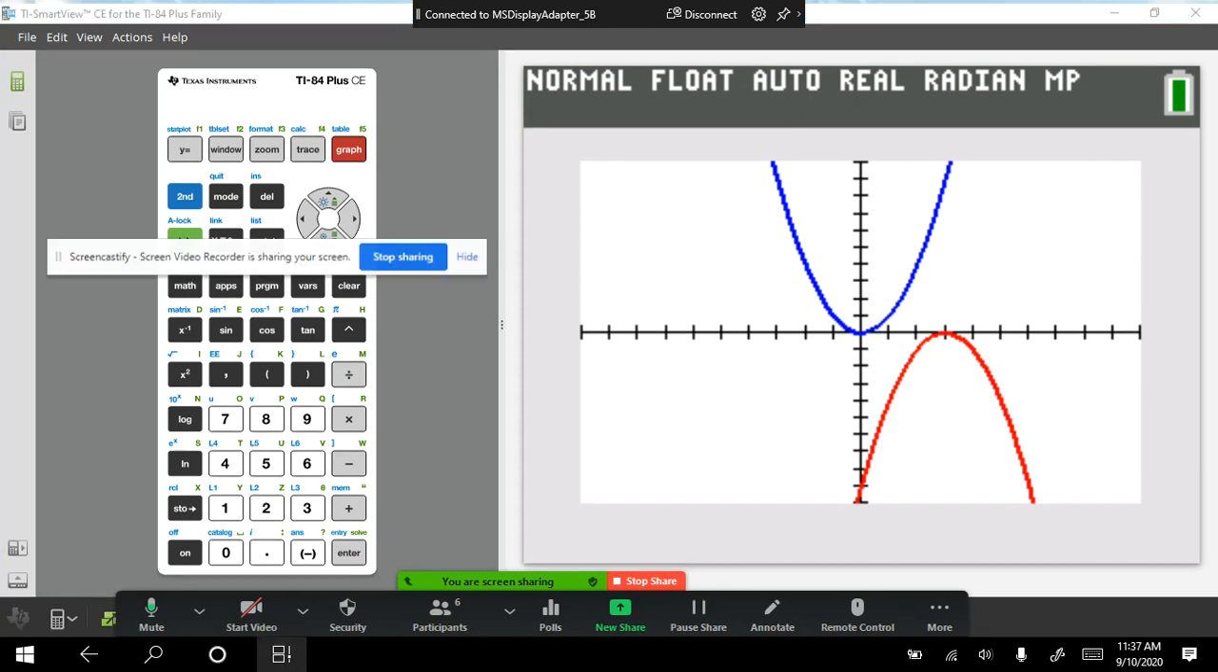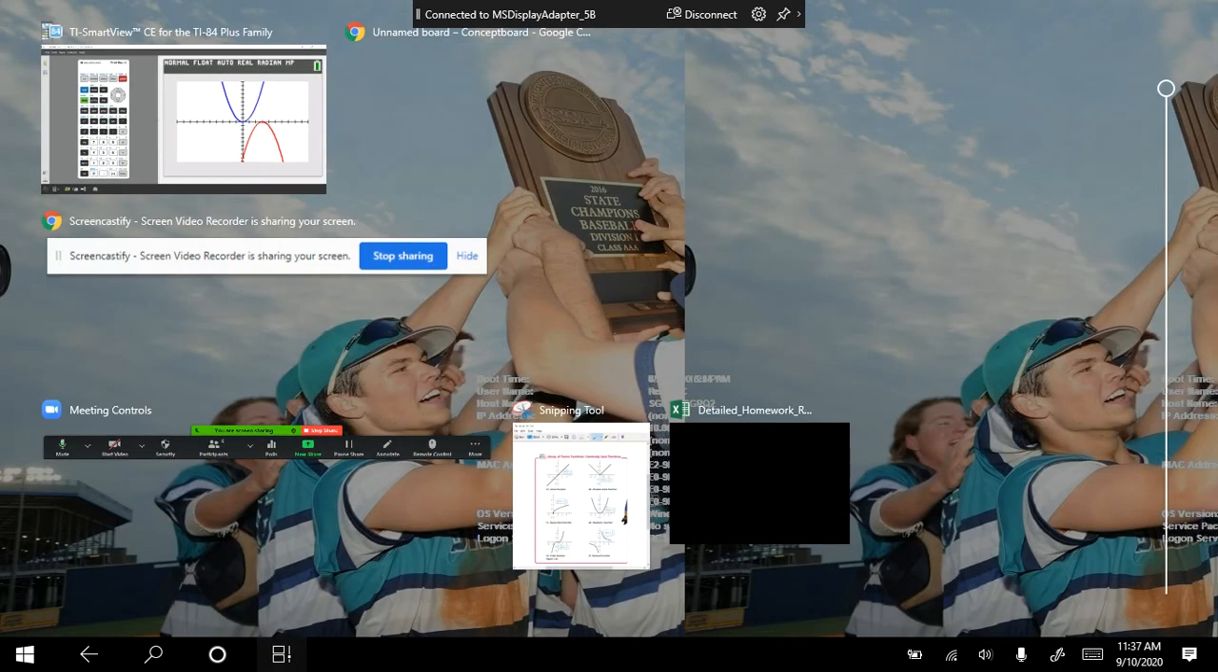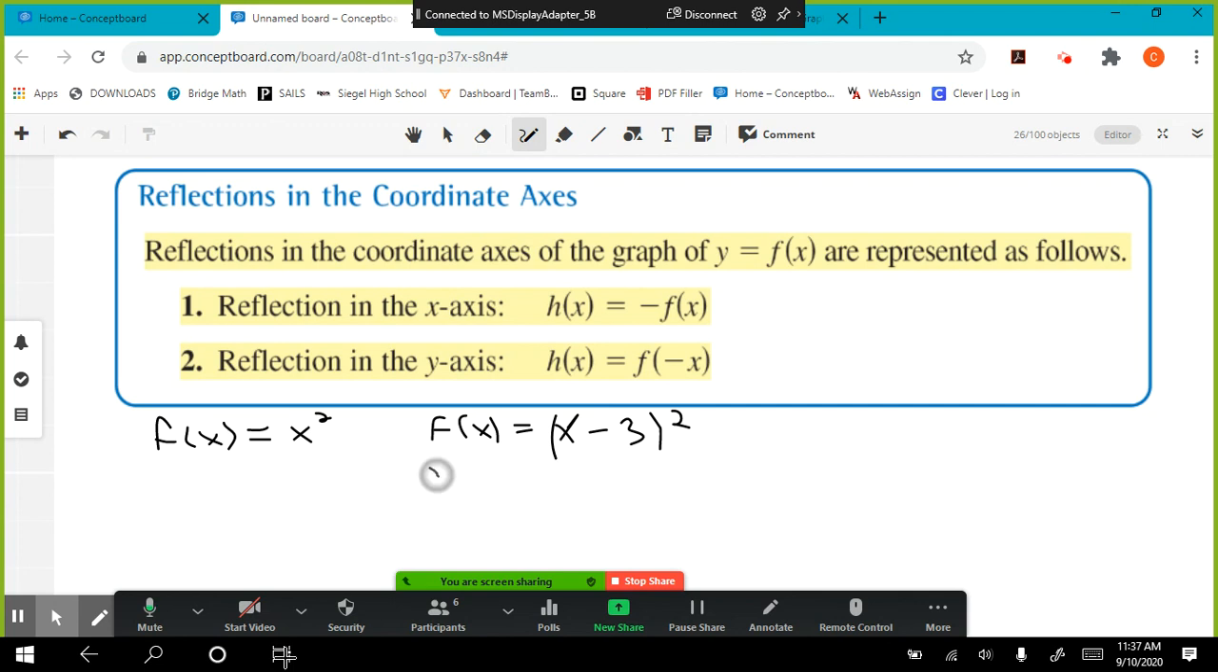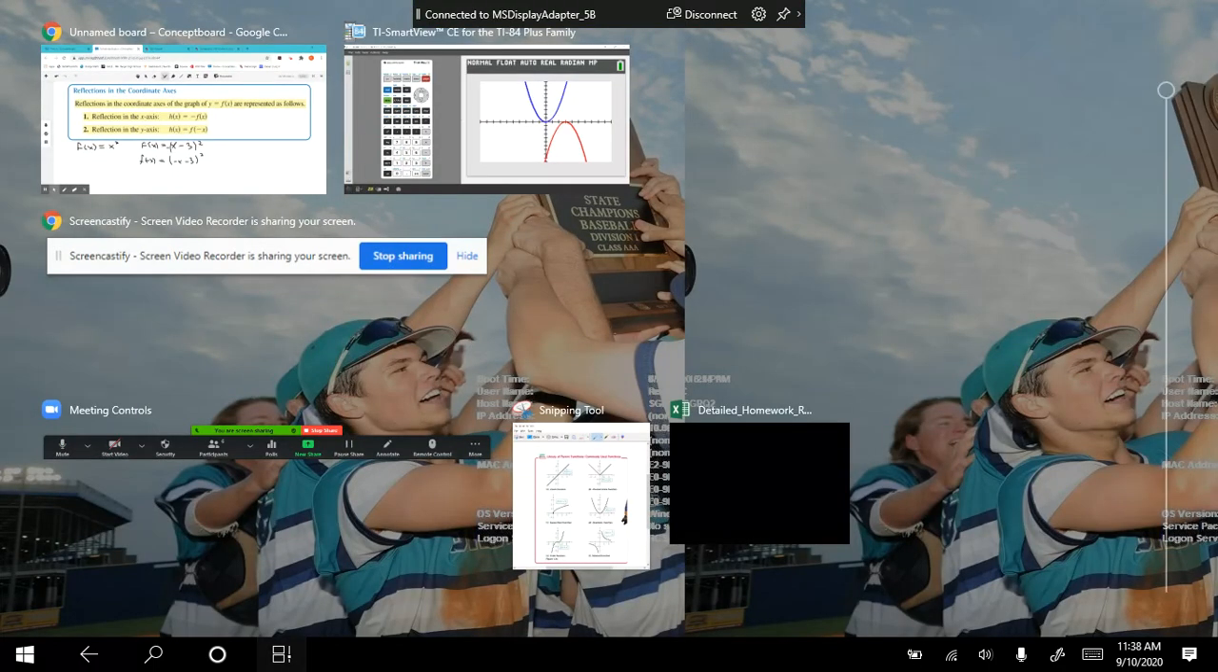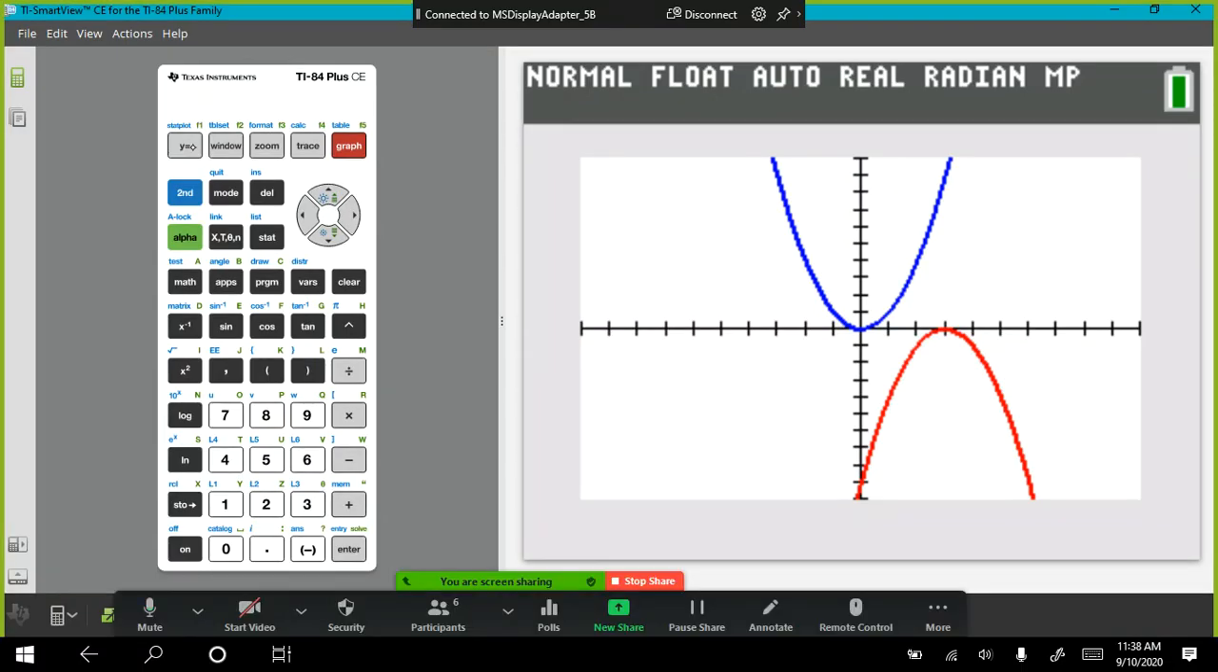And so what it says is that if I were to put in f of negative x, that would be negative x minus 3 squared. All right, that should reflect it across the y-axis. So notice I'm making the x negative, and I hope I've got that right. It's been a while since I've done this.